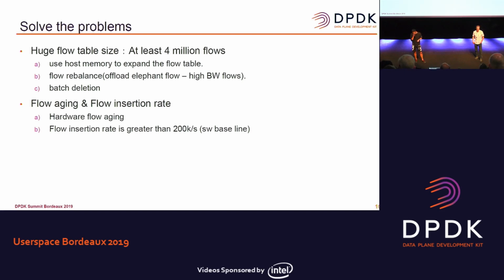The flow aging and insertion rate is also a very important indicator, because if the flow insertion rate is too low, we can't establish new connections in time. So we need at least a 200K flow insertion rate. This is our current software baseline, so we may need even more.